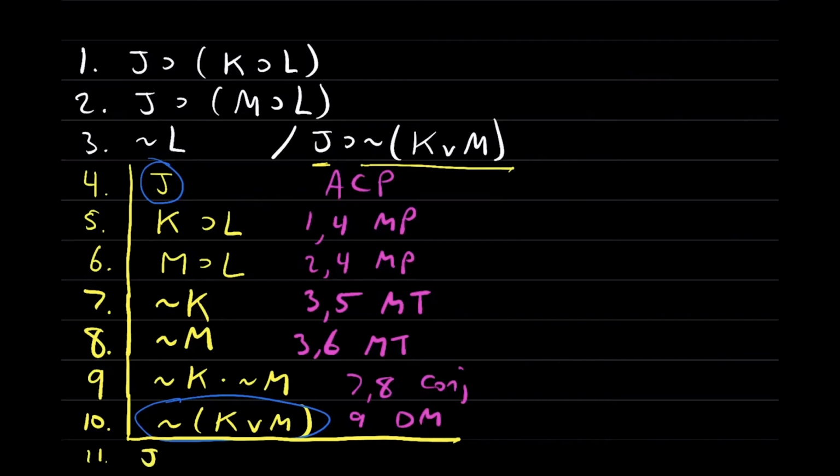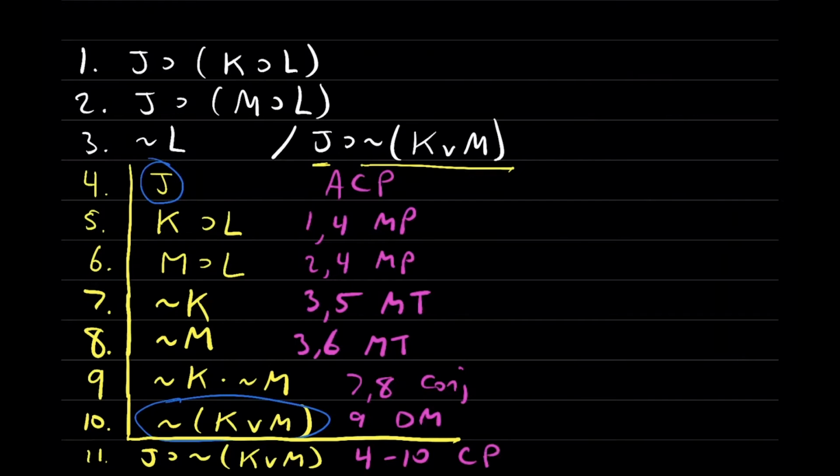So if J, then, excuse me, made a typo there. If J, then it's not the case that K or M. And that's going to follow from everything inside that vertical line. In fact, I'll use the same color I've been using. That's going to follow from line 4 through 10 by conditional proof, CP, and we're done.